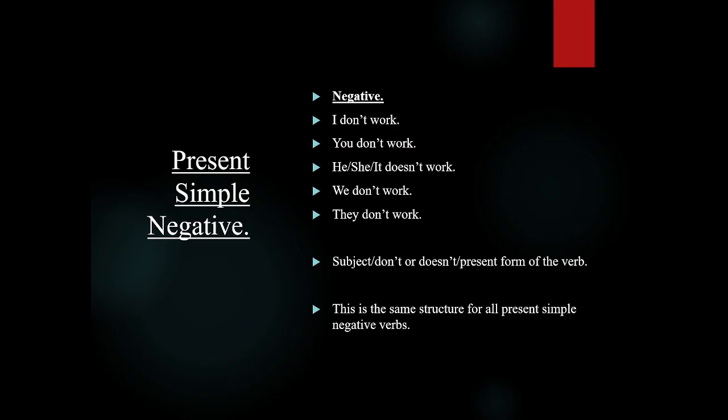So I don't work, you don't work, he, she, it doesn't work. Notice how there's no spelling difference there. Yeah, it's the same spelling. We don't work, they don't work. And of course, your verbs like do, be, and have are auxiliary verbs which help other verbs. So as you can see, it's subject, don't or doesn't, and the present form of the verb. And this is the same structure for all present simple negative verbs. Yeah, okay. So thank you.